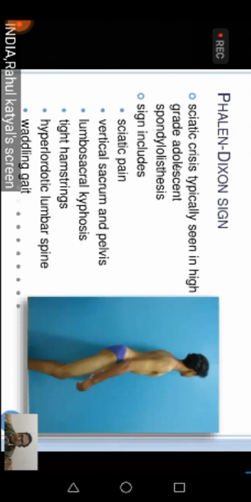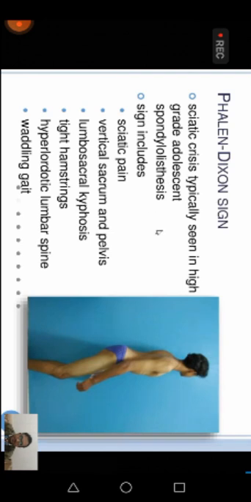In each of these cases our treatment would vary. So here you can see the sciatica crisis typically seen in high grade adolescent spondylolisthesis. This is the most common posture in severe grades of spondylolisthesis. As you can see, this boy is standing, and if you observe the hamstring level, the muscle at the back of the thigh, you can see there is severe tightness.